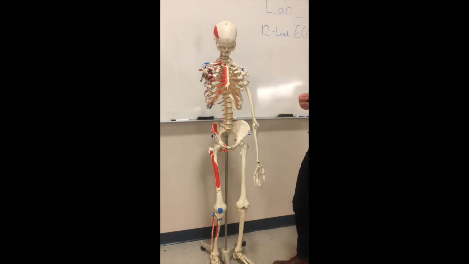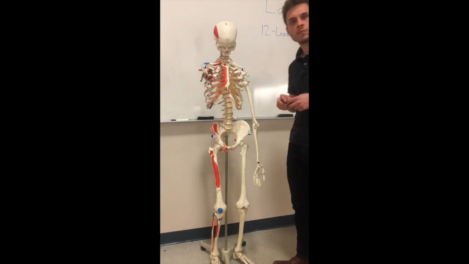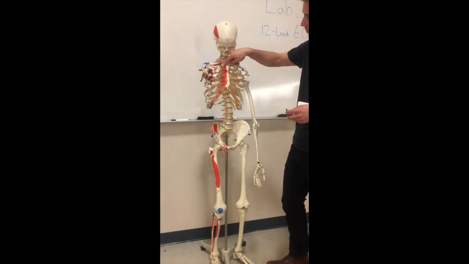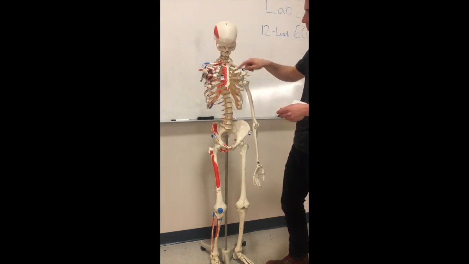Okay, and the anatomical landmark that is used to place V1 and V2 is the 4th intercostal space, on the right side of the participant. So find the 4th intercostal space on your participant and place the electrode on the right side of the sternum. Okay.